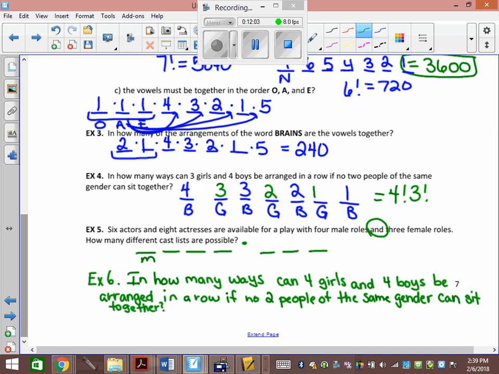So these are the male roles. There's 6 actors, so 6, 5, 4, 3. And then the female roles, there's 8 actresses, so 8, 7, 6. And what does that equal? 6 times 5 times 4 times 3 times 8 times 7 times 6. Sorry, 120,000.